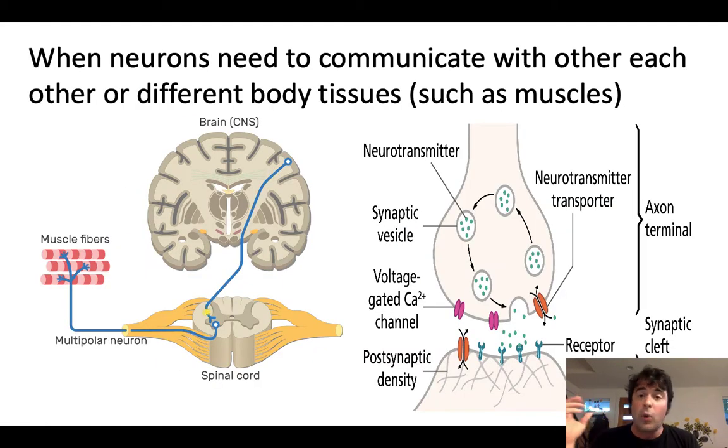So when neurons need to communicate with other different tissues in the body, such as muscles, or with each other, there's communication that happens between one cell and another cell. And this is what we're really going to beat to death when we get into those units over the nervous system and the muscular system: how does that communication happen?